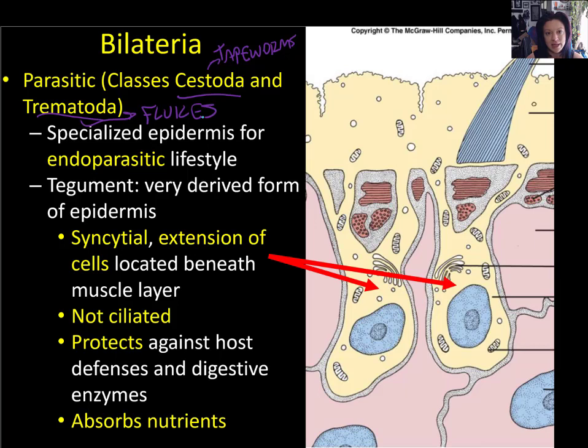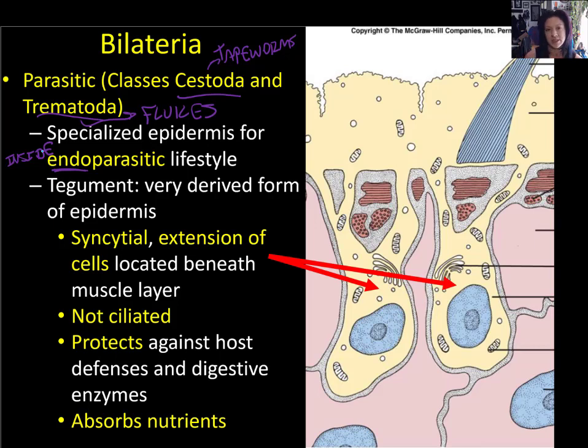Both of these animals are endoparasites. Endo meaning inside. These are parasites that live in the insides of other organisms. This is compared to ectoparasites, ecto meaning outside, things like mosquitoes, things that parasitize the outside of your body. Fleas and ticks are other good examples of ectoparasites.